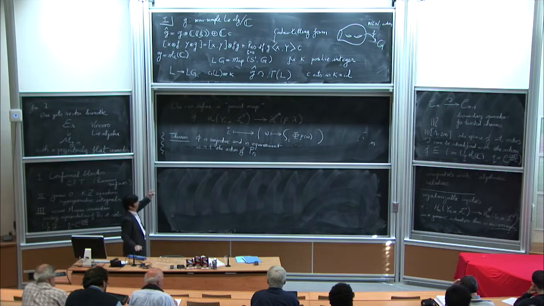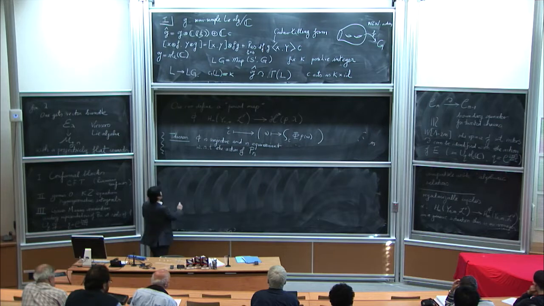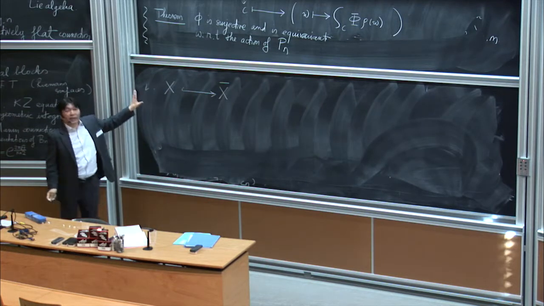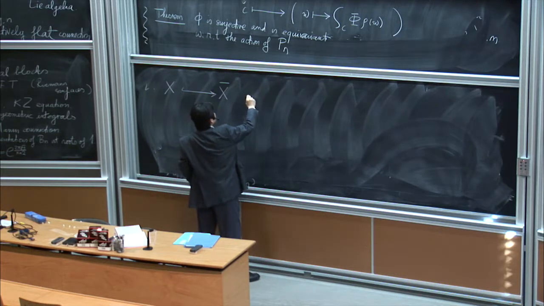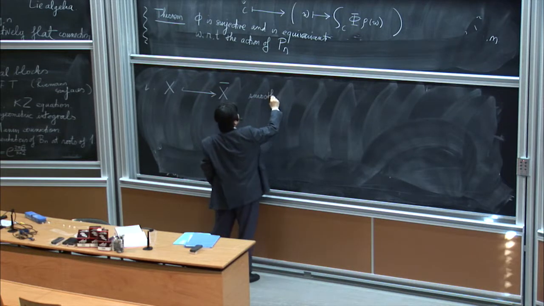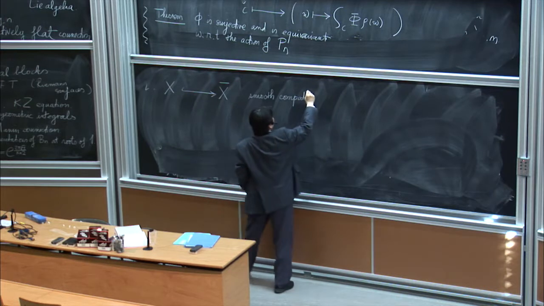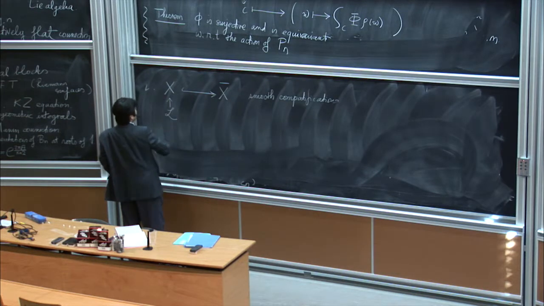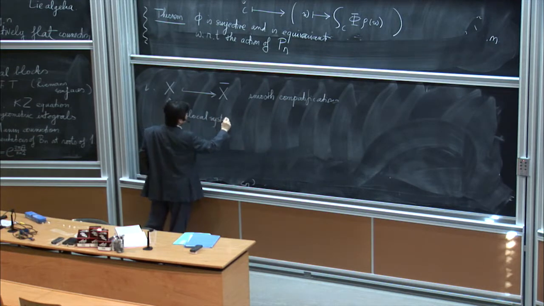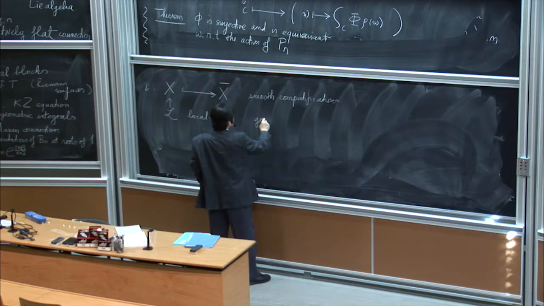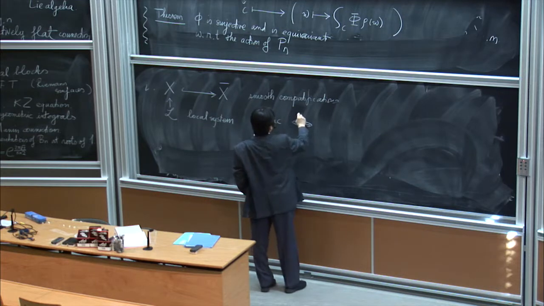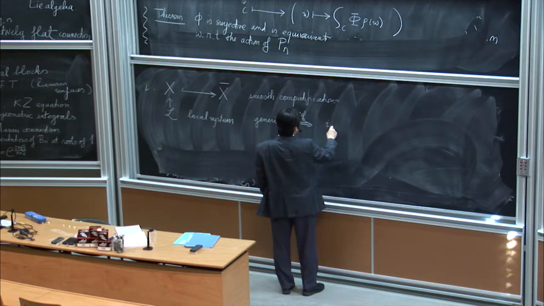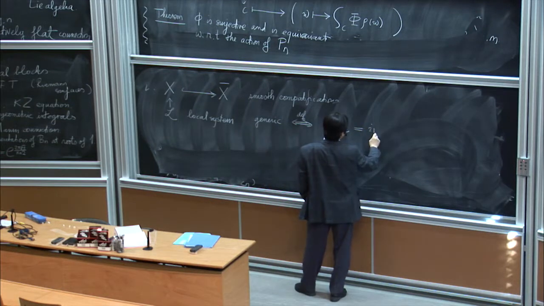For example, you take the complement of a hypersurface in a projective space, and you take a smooth compactification so that the divisors at infinity are divisors with normal crossings. So the generic condition here is that the local system L over X is said to be generic. If you consider L as a sheaf of sections of local systems, then the direct image of L is equal to the zero extension.